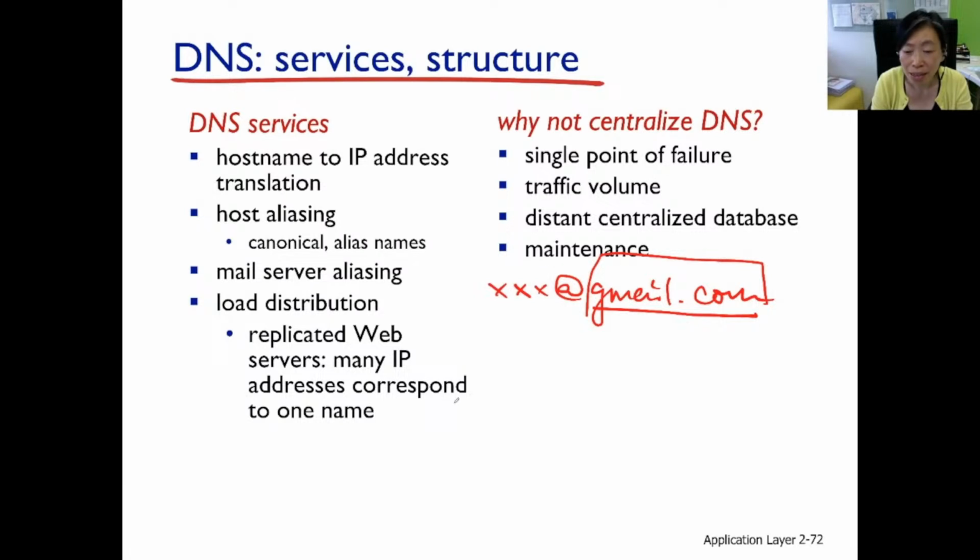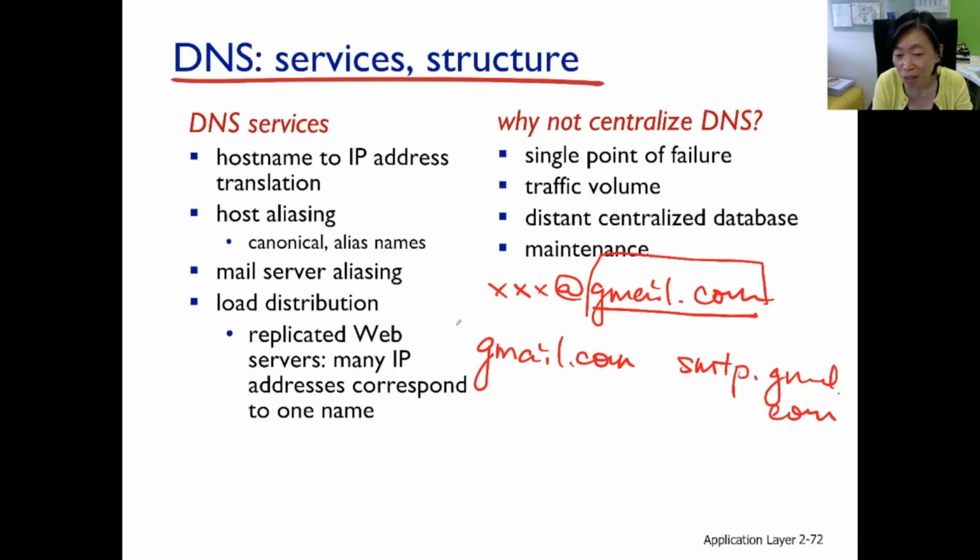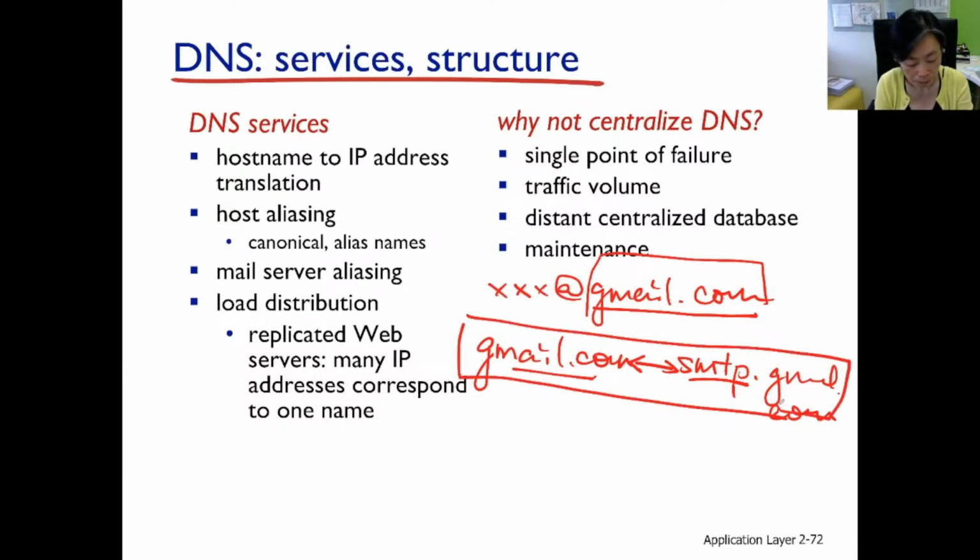What happened in DNS is there are also entries saying for this domain, gmail.com, all the emails destined to this domain should be sent to this machine, smtp.gmail.com. This we talked about when we were telnetting to an email server to demonstrate the message exchange there. smtp.gmail.com is the actual mail server for gmail.com. So there is also this entry in the DNS service, and this is called the mail server aliasing service.